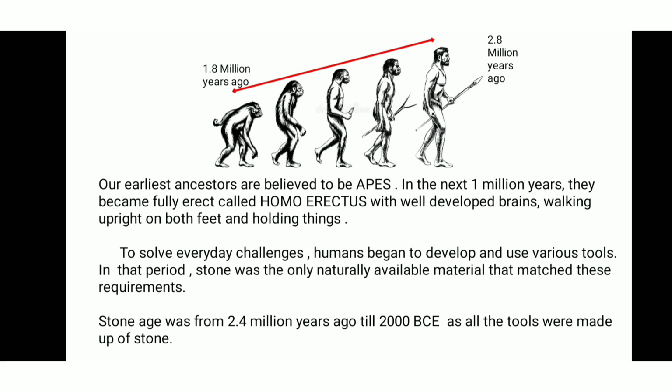This Stone Age started from 2.4 million years ago till 2000 BCE. The abbreviation BCE stands for before common era. Now we people are living in the common era. This happened before common era, that is 2000 years before common era, as all the tools were made of stone.